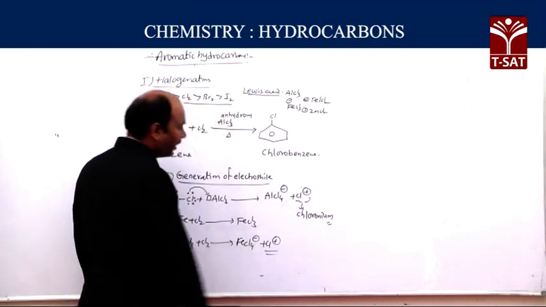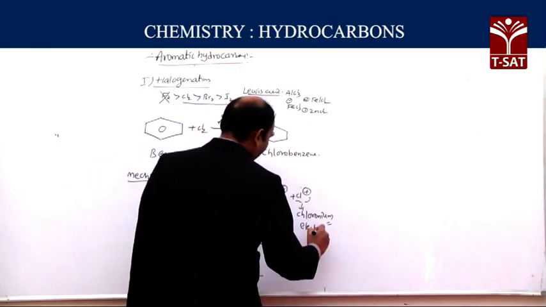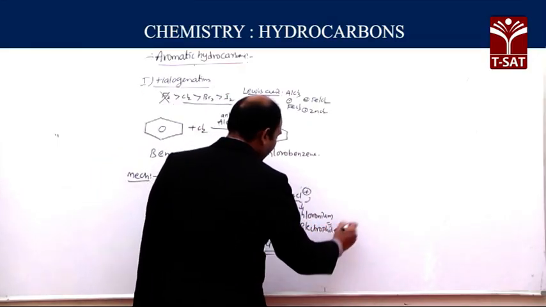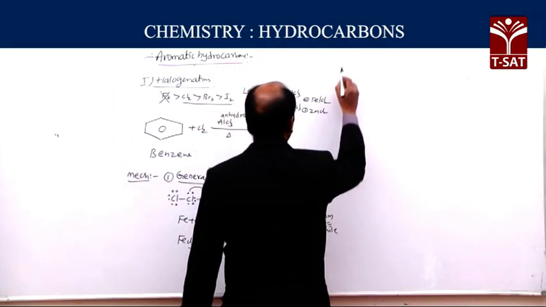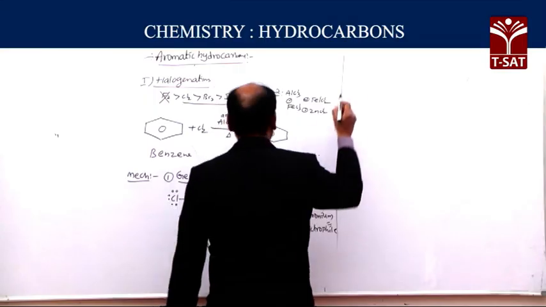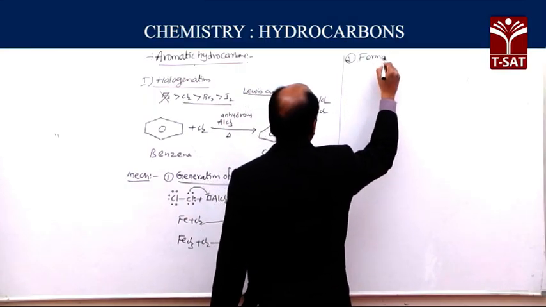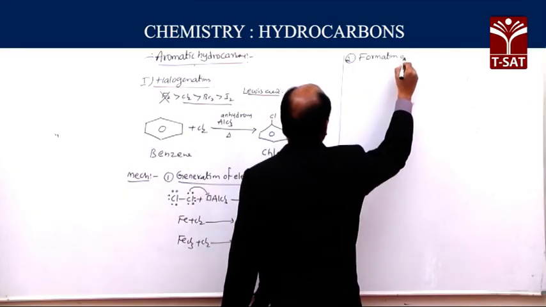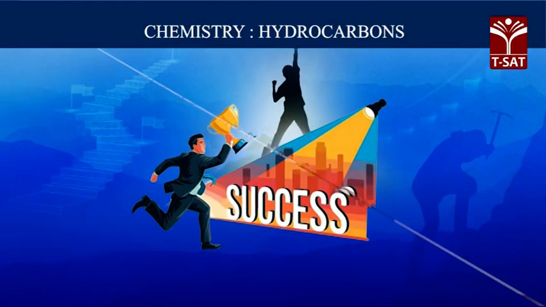This is a chloronium ion, which is an electrophile. With the chloronium electrophile formed, the second step is the formation of the sigma complex.